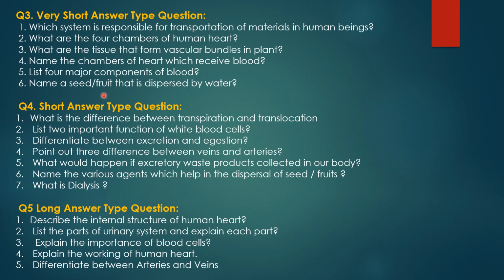Question number 3 is a very short answer type question, where the answer has to be given in one word or one sentence. Question number 4 is a short answer type question, where the answer has to be given in 20 to 30 words. Question number 5 is a long answer type question. You have to give the answer in 50 to 60 words. Students will discuss all these answers with their classmates as well as the teacher, and then they will write all the answers in the notebook.